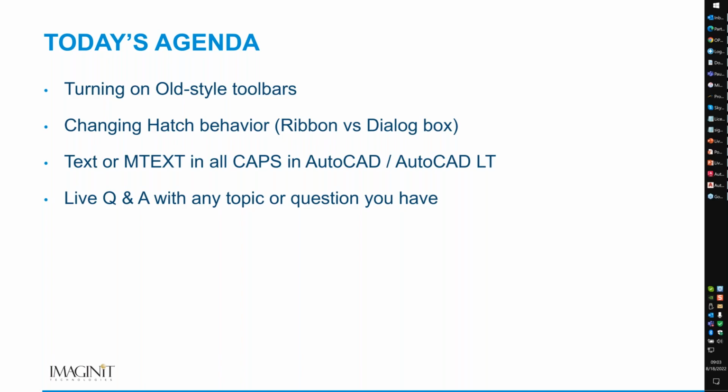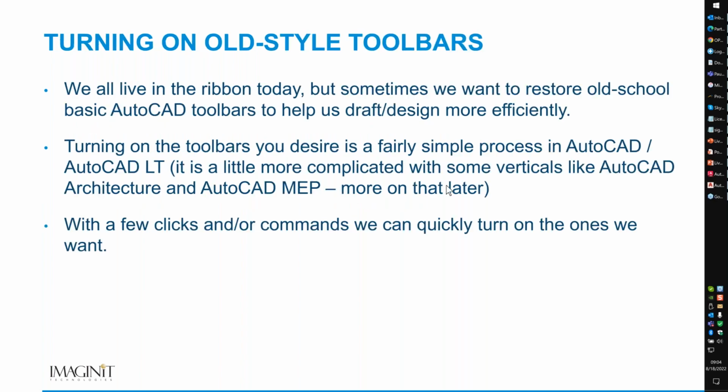And then the command where you can have text or M-text always come in as all capitals. And that is now available in AutoCAD LT as well. And I'll just quickly talk you through that. And then we'll go right into the live Q&A. So as you have questions come up, I will answer them. I will give you a demonstration if it's something I can show you, and then we will continue to go from there. Right. So easy, right?